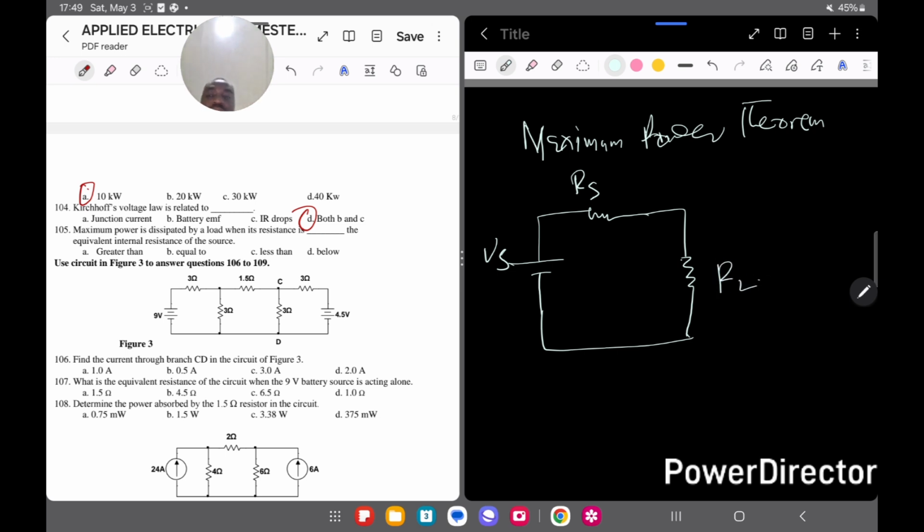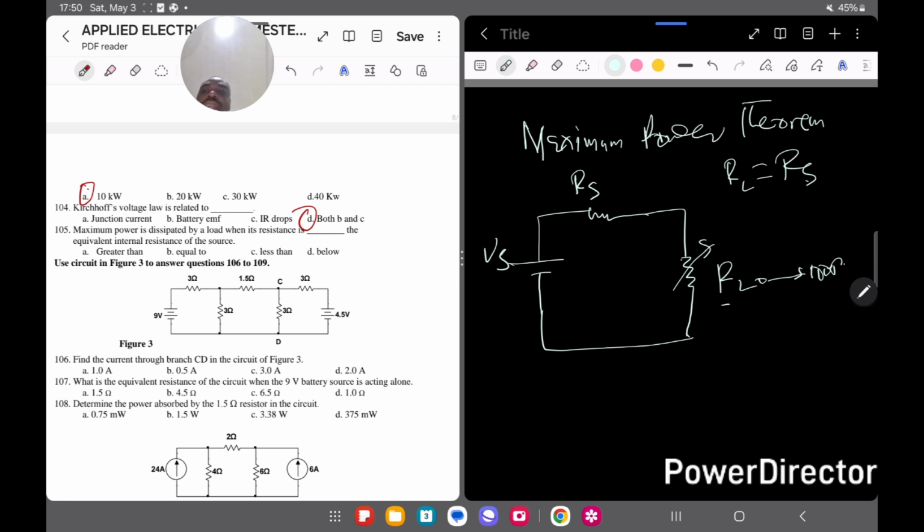Now, if you want to get the maximum power dissipated by your load resistor, and this load can sometimes be a variable load, meaning it has a range, let's say from 0 to 100 ohms. The theory says that to get the maximum power dissipated by your load resistor, you just make sure you set the load resistance to be the same as the internal resistance of the battery.